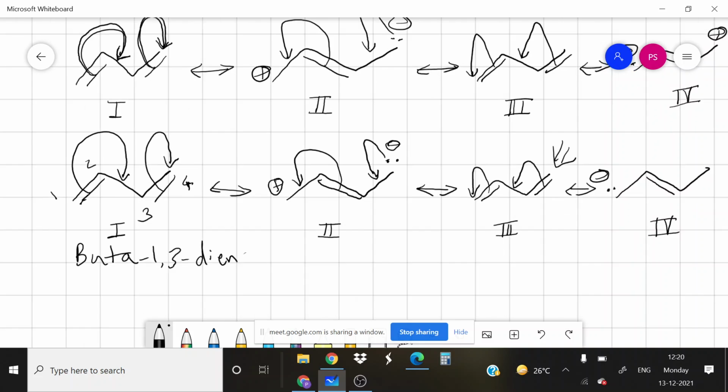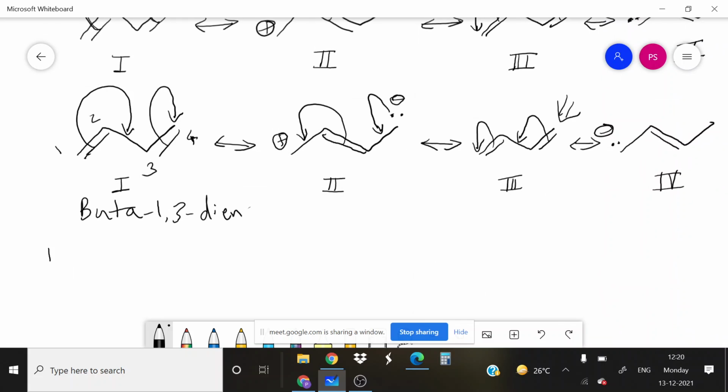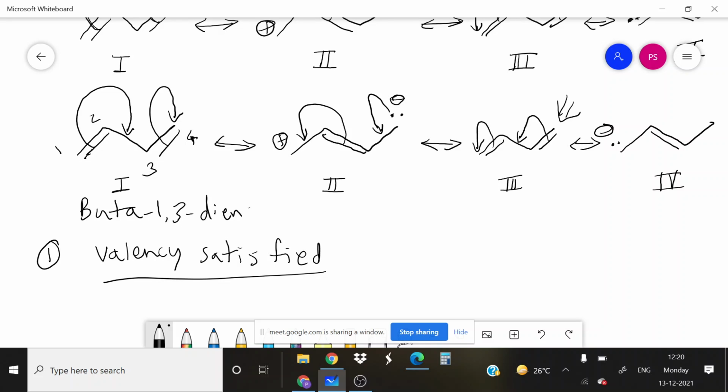Now we are going to see the first rule of conjugation. In all these canonical forms, the valency of each and every atom should be satisfied. The valency of carbon should be 4, the valency of carbon minus should be 3, the valency of carbon plus should be 3, and the valency of hydrogen must be 1. So all the valencies should be satisfied.